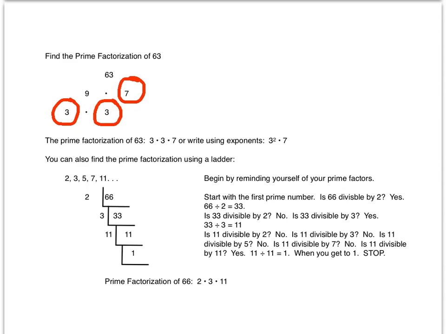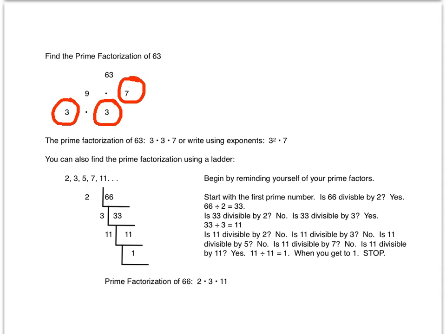So I go ahead and I just write 2, 3, 5, 7, and 11. There are other prime factors, but generally we're going to find one before we get to 11. So we'll write 66 in a ladder, and we'll start with the first prime number. Is 66 divisible by 2? Yes, it is. So 66 divided by 2 is 33.